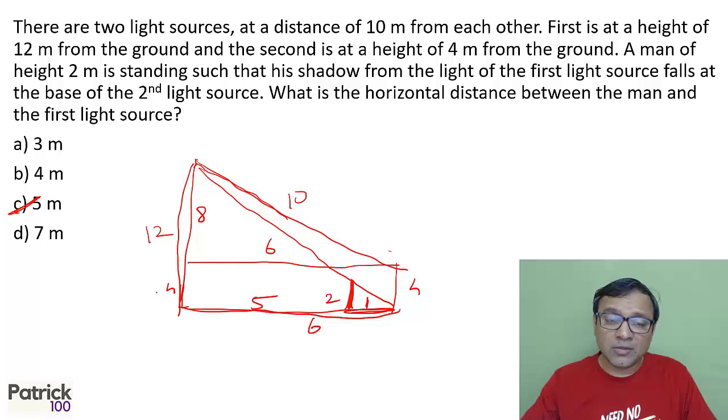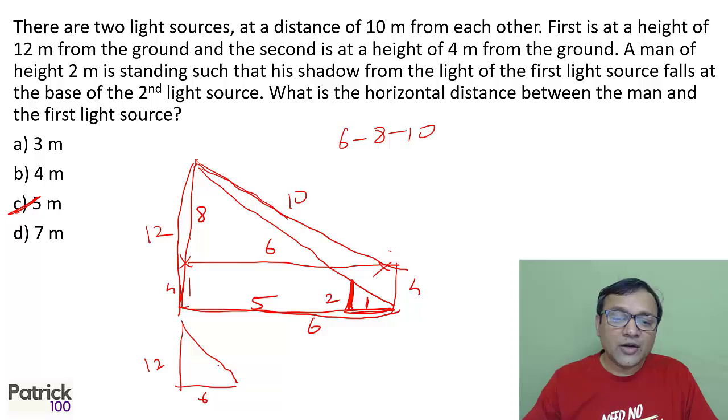Right? So you get 10, 8, 6, because I said 10 is the distance between the two light sources, not between the bases. So 10 is the distance and the vertical distance is 8, because one height is 4, one height is 12, so the vertical distance is 8. So the horizontal distance will be 6, triplet. 6, 8, 10 is a Pythagoras triplet. So if we take the big triangle, 12 and 6. So if the height of the man is 2, he'll be 1 meter away from the base, because of similarity of triangles, from the second light source. So from the first light source, he'll be 5 meters away, which is 6 minus 1, 5.